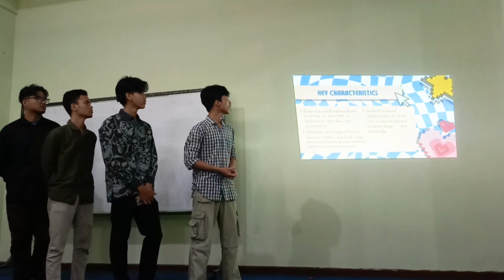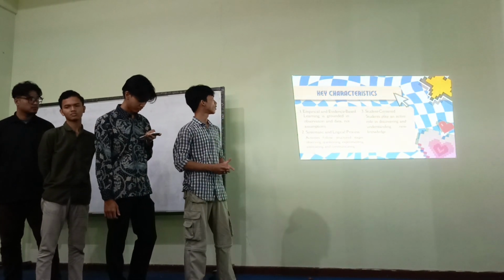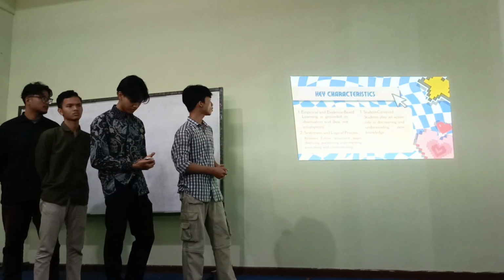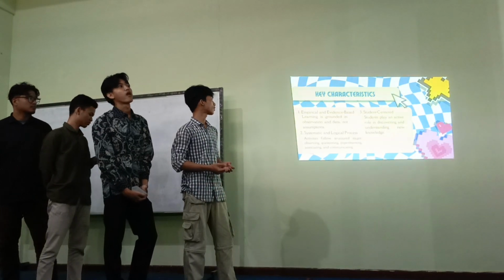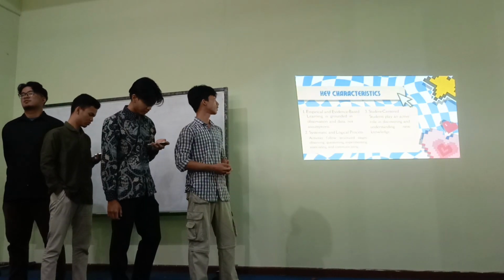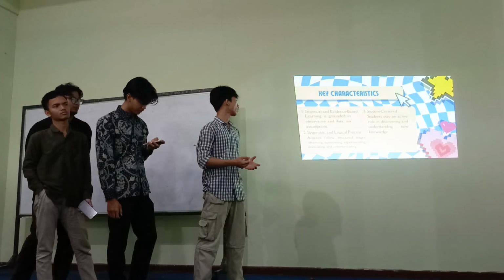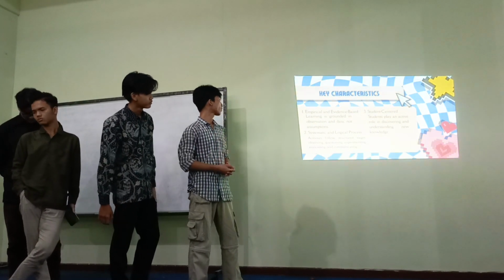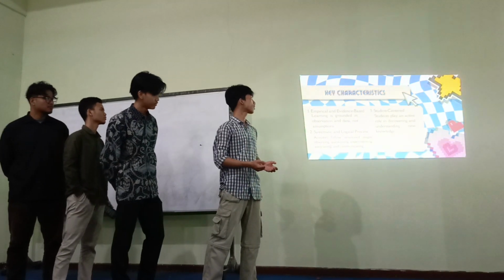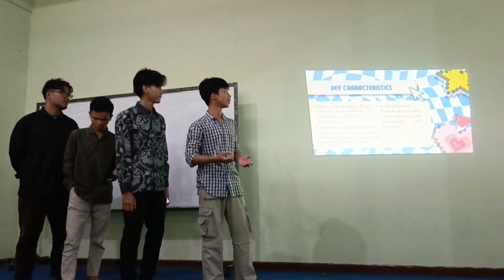Okay, let's move to the key characteristics. Number one, we have empirical and evidence-based. So learning is grounded in observation and data, not assumption. Number two, systematic and logical process. Activities follow structured stages like observing, questioning, experimenting, associating, and communicating. And then the third one, student-centered. Students play an active role in discovering and understanding new knowledge.